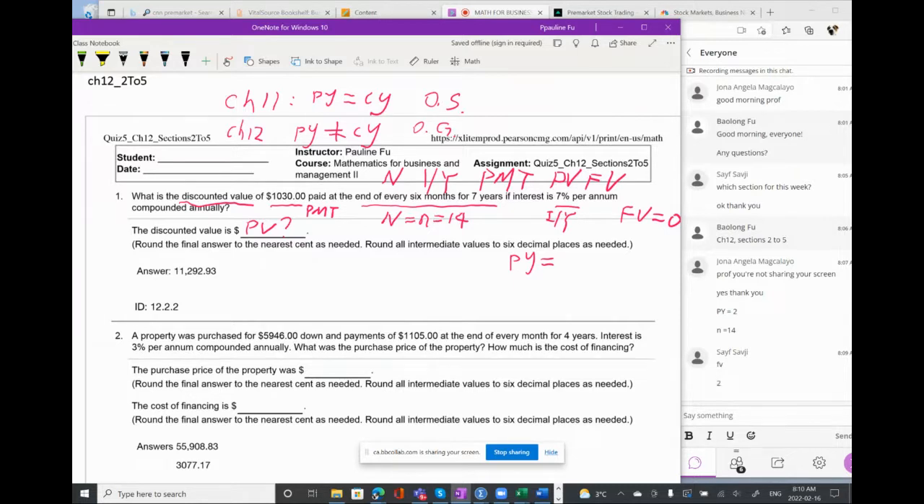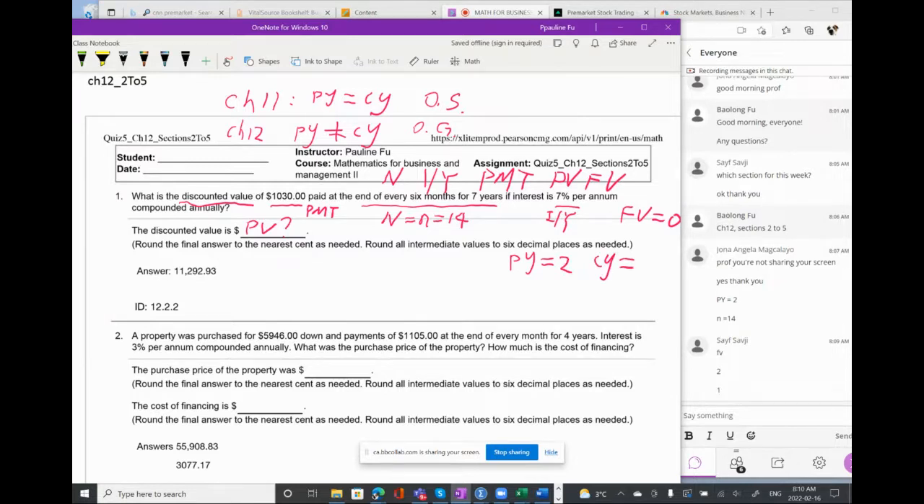Number of payments per year. Thank you, Safi. PY is 2. And what is CY? Compounded annually. CY is 1. Thank you, Safi, again. Okay.